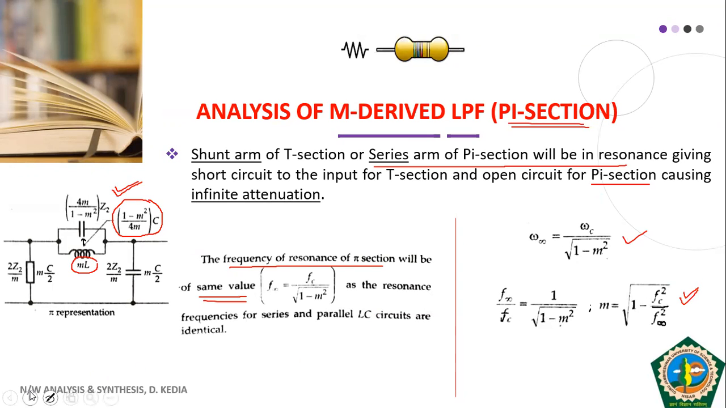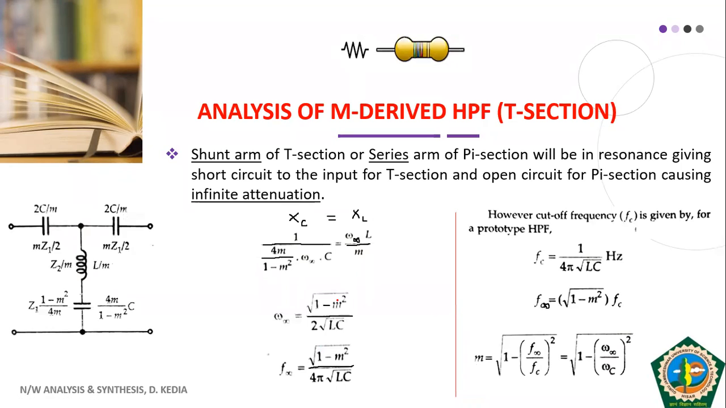Next, now we discuss M-derived high pass filter. And for high pass filter as well, we will analyze both the sections, T section and pi section. So I think you are able to recall, this is your M-derived high pass filter.